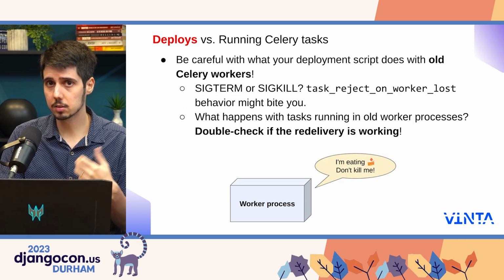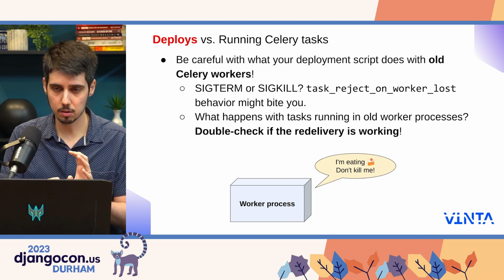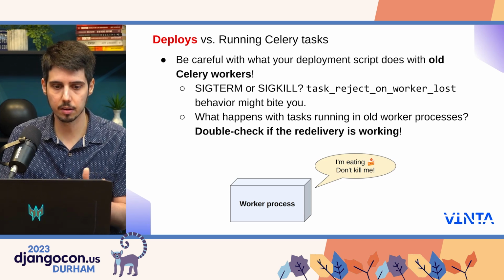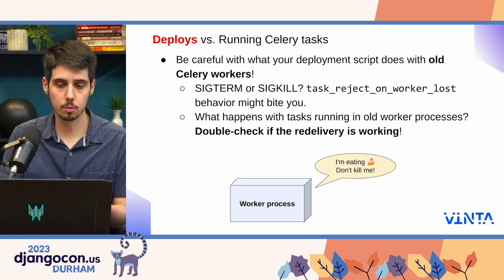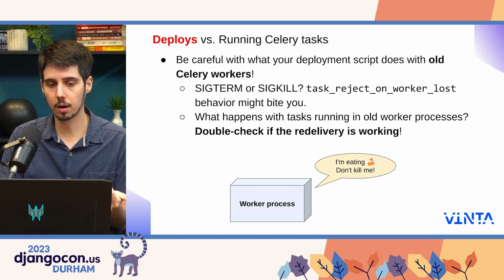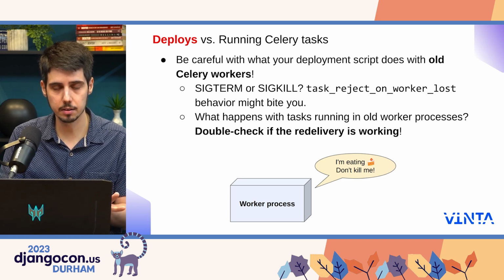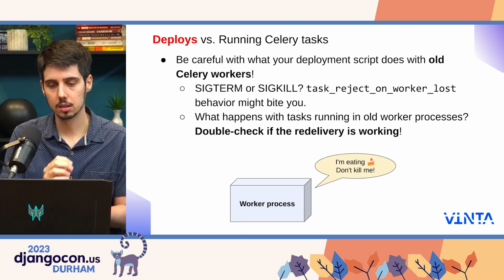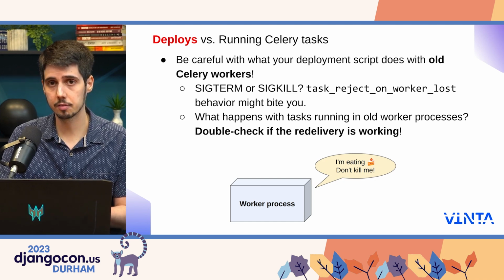About running Celery tasks when you are doing deploys, be careful with that because you have to decide what you are going to do about the old Celery workers if you are refreshing the service. Are you doing a SIGTERM or are you doing a SIGQUIT with the worker processes? If you're doing a SIGQUIT, the task reject on worker loss behavior that we talked about might bite you because Celery will think that you want to interrupt the task and never retry and never redeliver it again. So check what's happening with your old processes, double check if the redelivery is working, double check if these processes are really gone from your machine after you do the deploys.